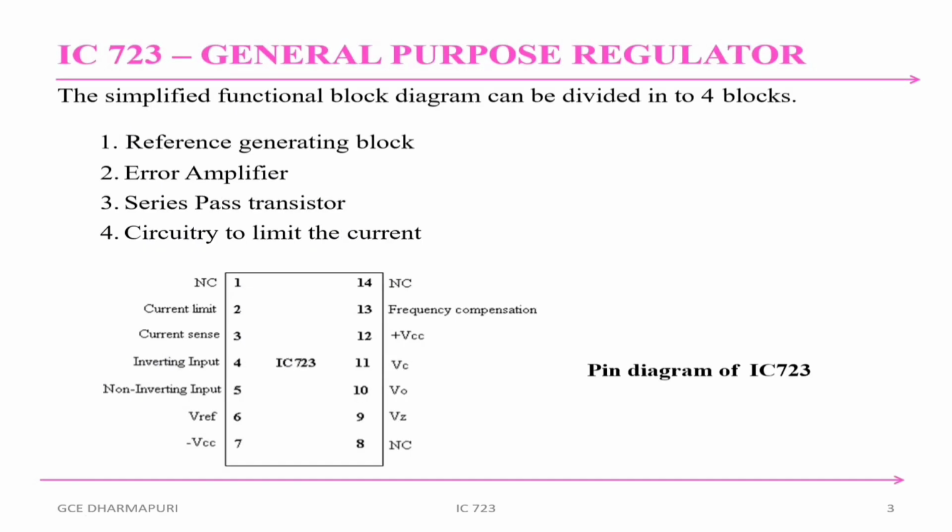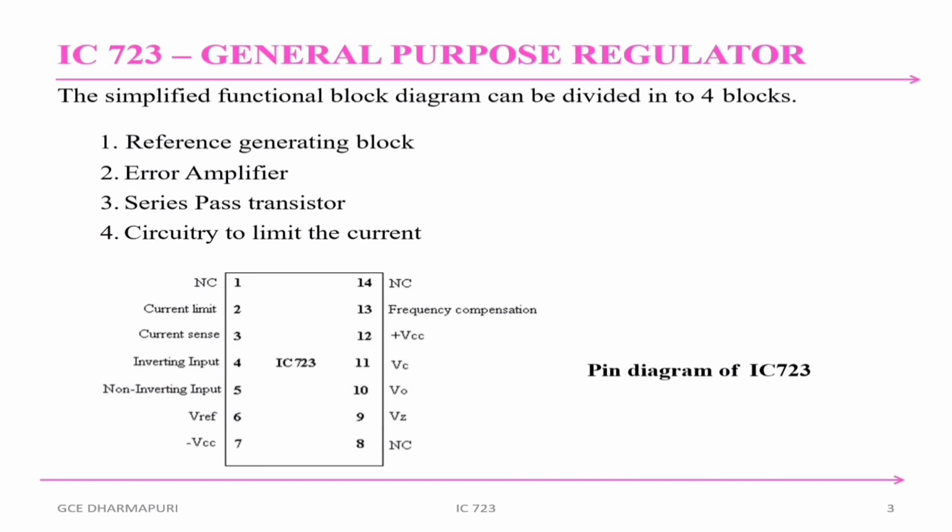So next let us discuss the functional block diagram. The functional block diagram of IC 723 is divided into 4 blocks. First one is the reference generator block. Next one is the error amplifier. Next one is the series pass transistor, and a circuitry to limit the current.